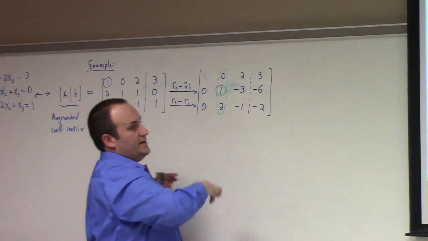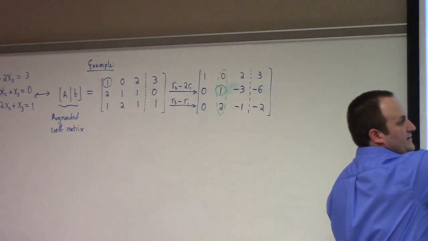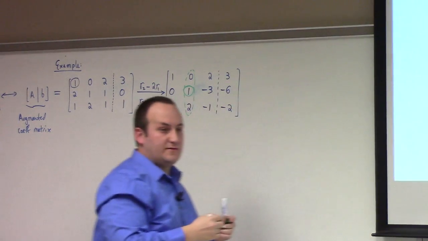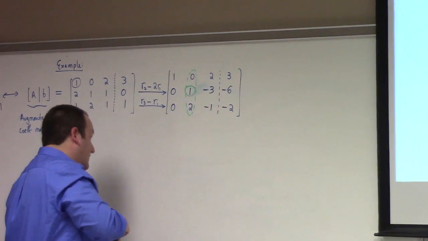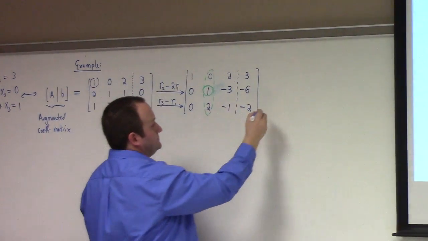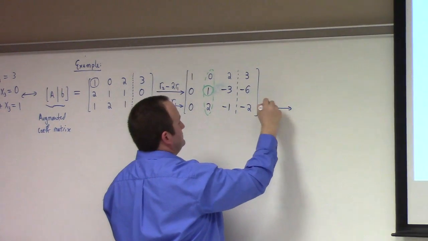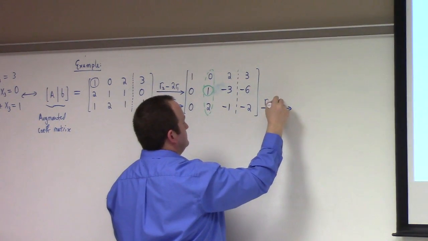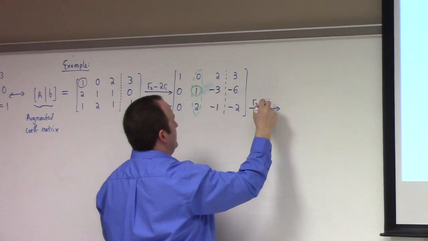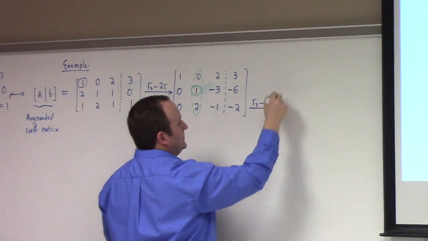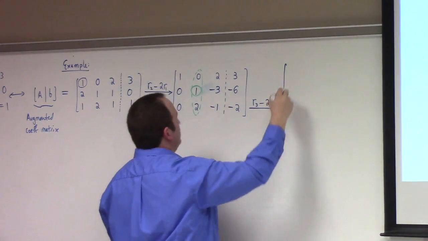Then, what do I got to do? I have to add or subtract multiples of the pivot row to clear out non-zero entries below the pivot position. So what's next? R3 minus 2R2.